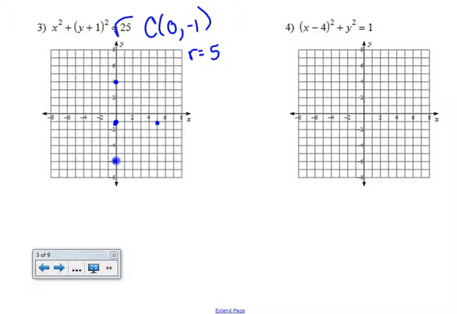And there is no way I'm going to even bother trying to graph this circle, but I'm sure you can envision what this circle would look like.